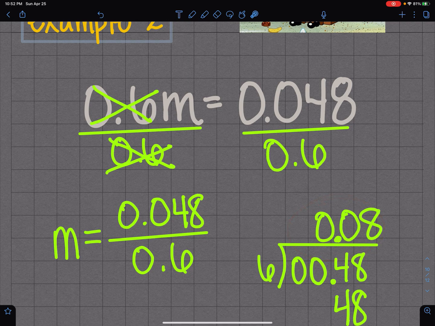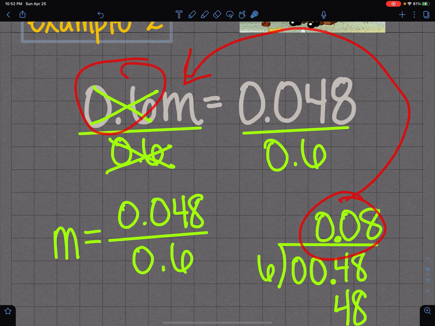Now, in this one, I wouldn't be so sure, because this was a little confusing, so I'm going to want to check it. So I take this number, I put it right here where the m was, and I think 0.6 times 0.08 is that 0.048. And if it is, then I got that answer right.